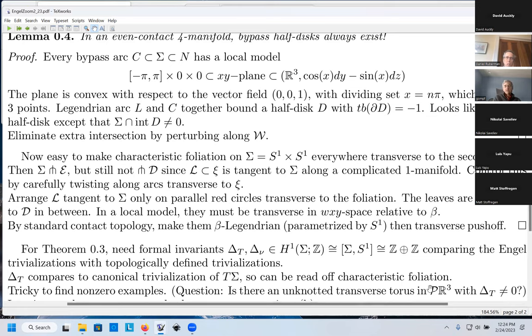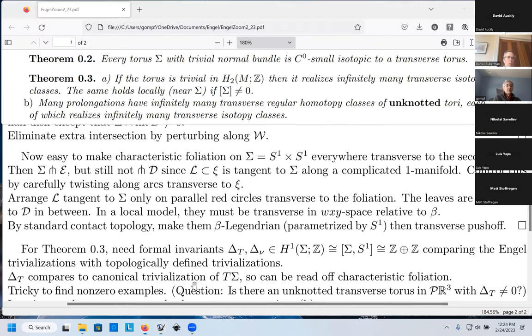There is a related question: in the prolongation of the standard tight R^3, I don't know whether it's possible to find an unknotted transverse torus where delta T is not zero. So in some sense, this is hard to work with, but it turns out that there are a lot of prolongations on which you can fairly easily construct examples with non-zero delta T. Usually, by construction, they tend to be prolongations of overtwisted contact manifolds, which is why we can't do this with the standard tight R^3. But at least we can find examples in prolongations, which is heading toward the new part, part B of the theorem here.